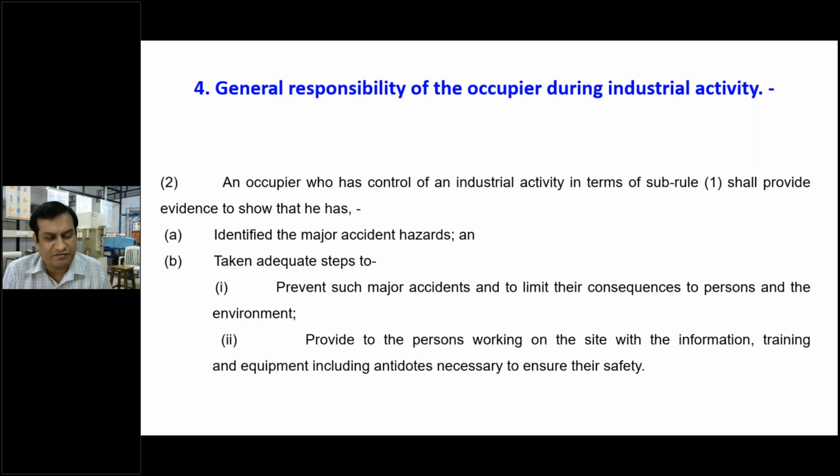The occupier should take adequate steps to prevent these major accidents and their consequences, and the information related to this major accident, what exactly the major accident is, what the major accident hazards are, how to prevent them, what the safety measures are, all this information should be provided to all employees and workers through training and awareness programs, maybe through some equipment or SOPs, signboards, displays, and it also includes the antidotes necessary to ensure their safety.